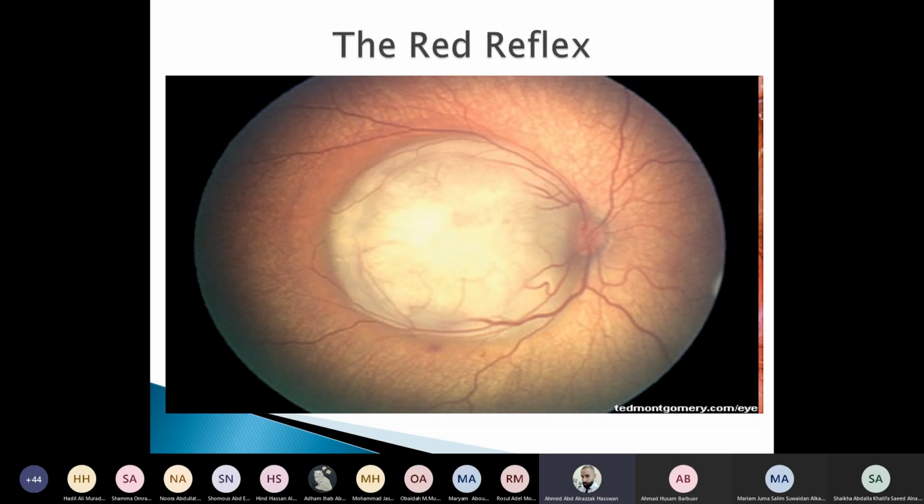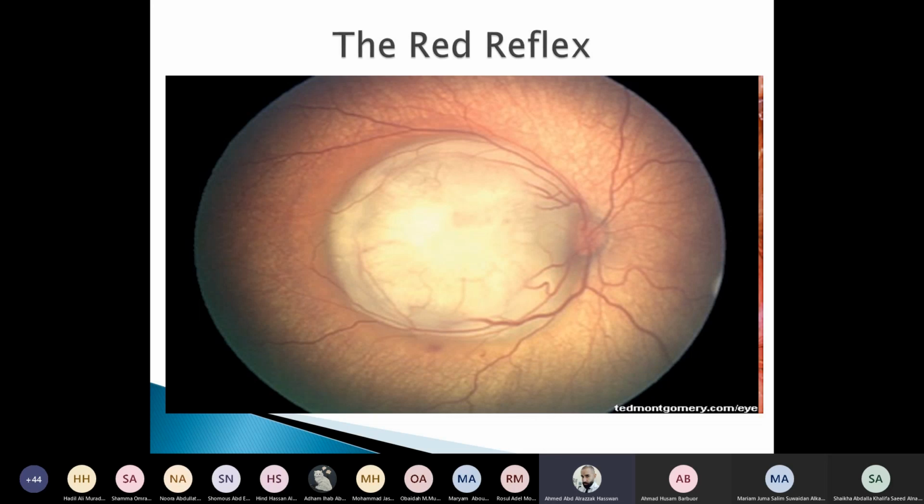So guys, the red reflex, again, is from shining the light from a distance at the eye. Normally we should see a red reflex because this is the choroidal vessels reflex. This is from the blood vessels in the choroid. If it's obliterated or it's white in color, then we suspect a pathology in the structures that the light is going through, which is namely the cornea, the lens, and the vitreous body.